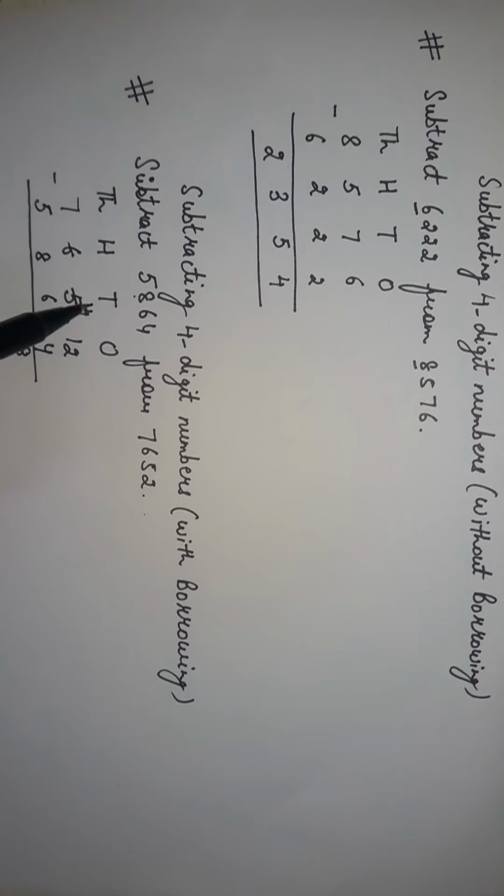Here 14 will come, and what is left with us here is 5. So 14 minus 6 equals 8. Now we have here 5 and here it is 8. Now we will borrow 1 from here. Here it will become 15. So 15 minus 8 equals 7. What is left here is 6. So 6 minus 5 equals 1.